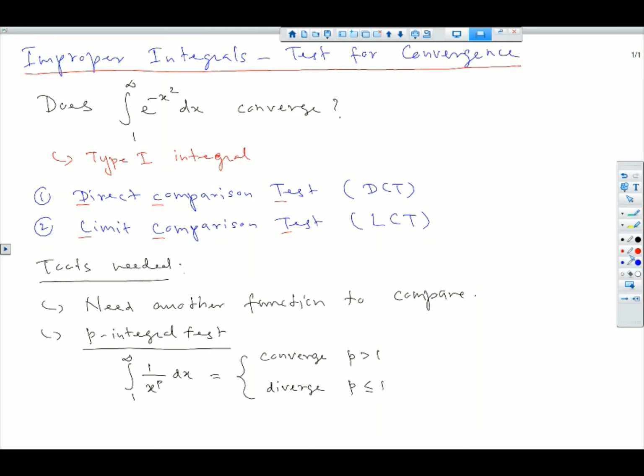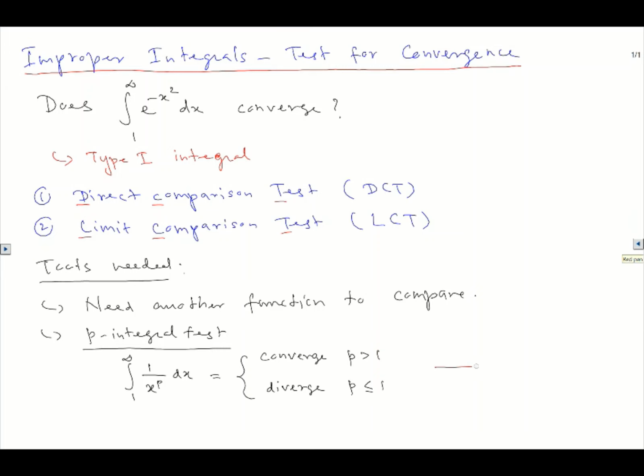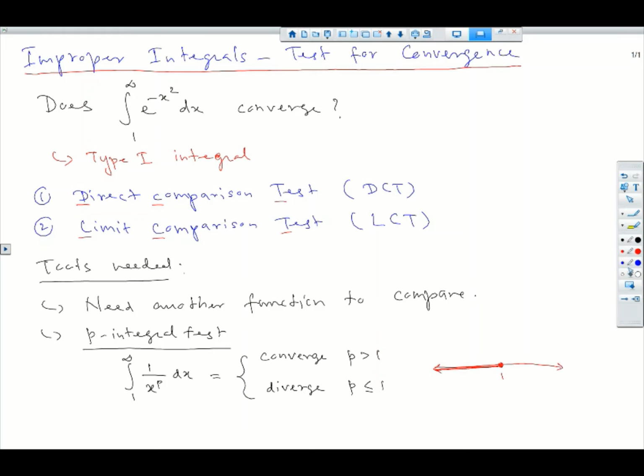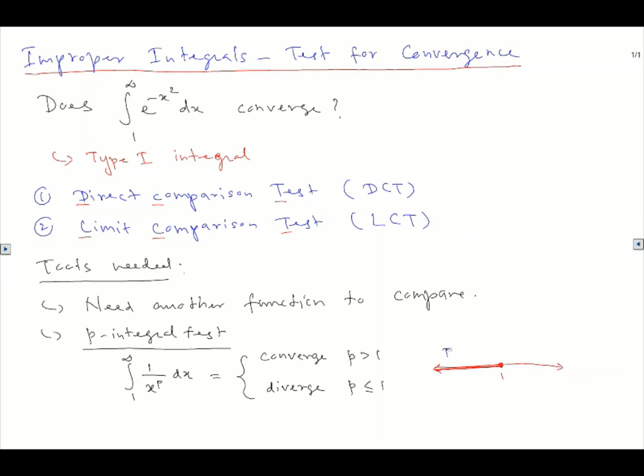If you want to remember this on a line, the 1 is the one that divides the 2. If you go to this side, it's going to diverge, and on that side it's going to converge. So it diverges when p is less than or equal to 1, and if it's greater than 1, it converges.